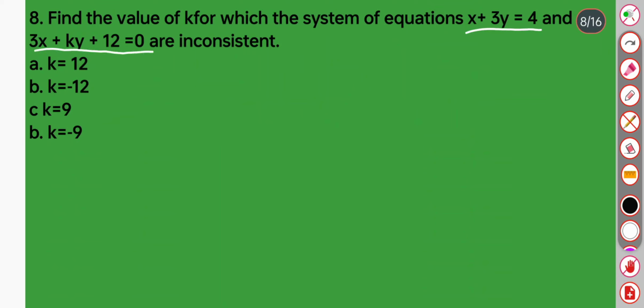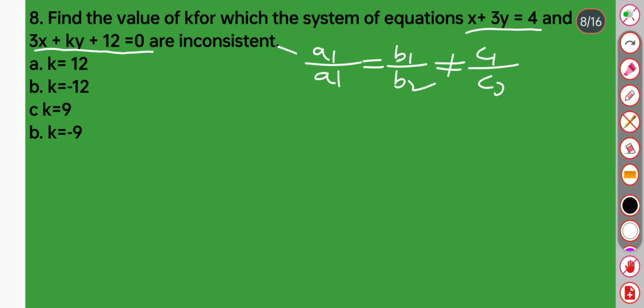Now remember, for inconsistent our condition will be what? For inconsistent our condition is a1 by a2 equal to b1 by b2 not equal to c1 by c2. This is the condition for inconsistent. Or in simple terms we can say, if the given two lines are parallel lines, then it will be inconsistent. The rest, if intersecting lines or infinitely many lines or coincident lines, then they are consistent.